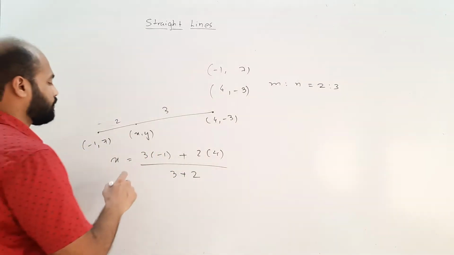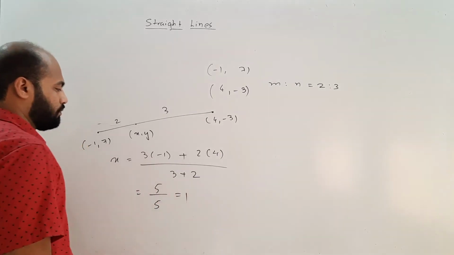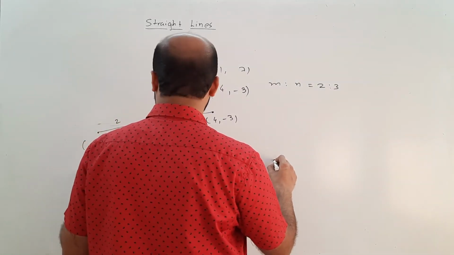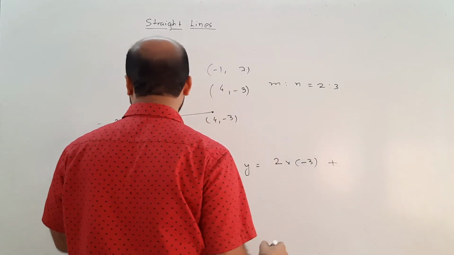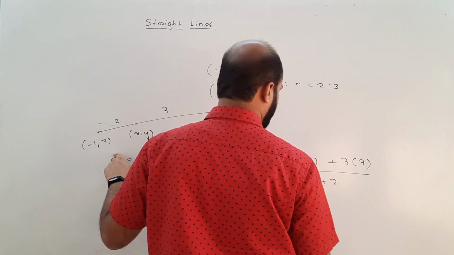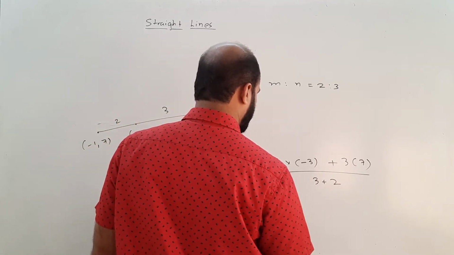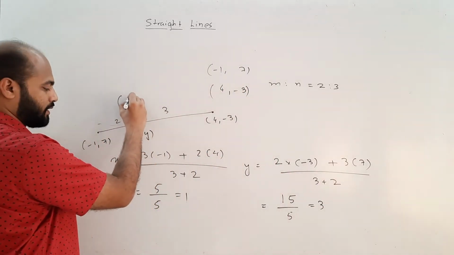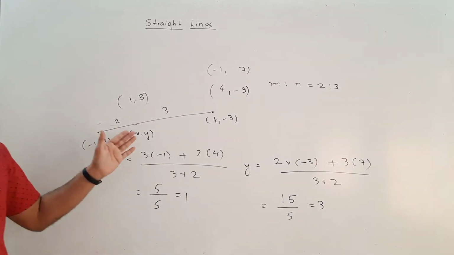So the answer to this would be (-3 + 8), that is 5 by 5, which comes out as 1. So the x coordinate is 1 and the y coordinate would be 2 into -3 plus 3 into 7, divided by 3 plus 2, which comes out to (-6 + 21). This comes to 15 by 5, which is 3. So the point that we want over here, x, y, is given as (1, 3). That is the answer to this question.